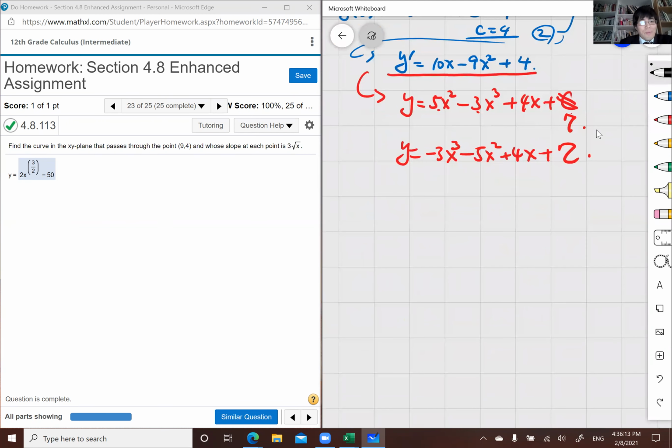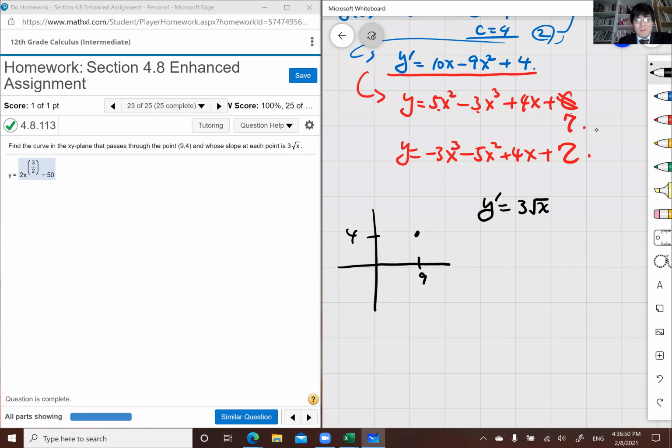Now, next question. Find the curve in the xy plane that passes through the point (9, 4) and whose slope at each point is 3 square root of x. So we know that the graph goes through (9, 4), and we don't know what the graph looks like, but the graph's slope is always 3 square root of x for each x. So the slope means the derivative. The derivative is 3 times square root of x for every x in the domain.